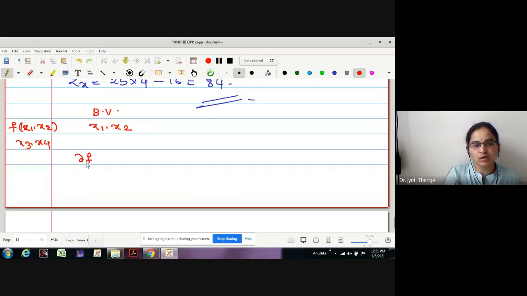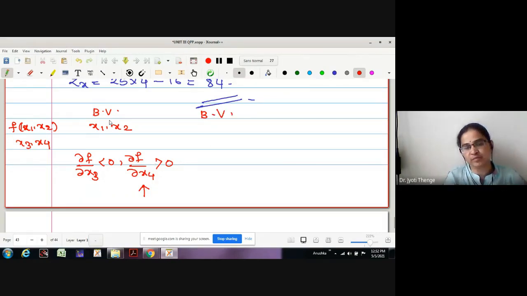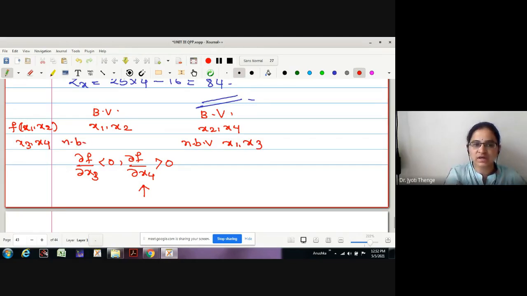What we have obtained: dou f by dou x3 is less than 0 and dou f by dou x4 is greater than 0, in the first iteration. Therefore, we have introduced x4 as the basic variable. In the next step, introducing x4 in the basis, we have removed x2, therefore the new basic variables are x2 and x4. Therefore the non-basic variables are x1 and x3.